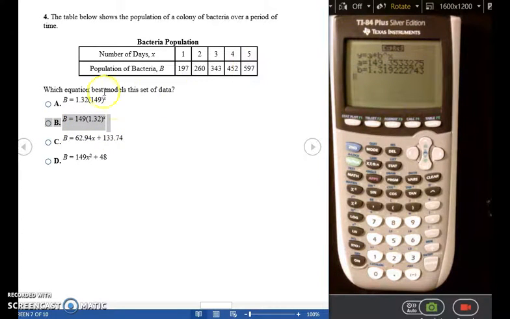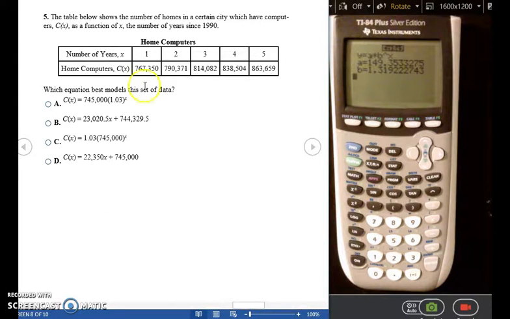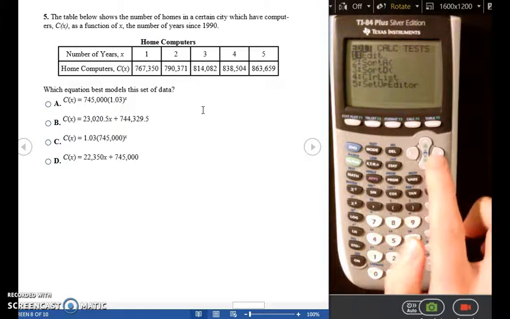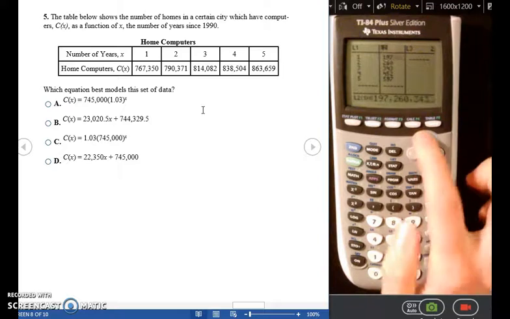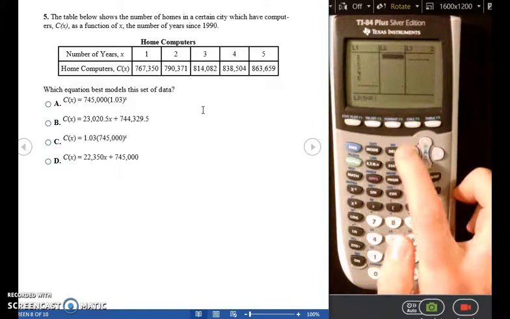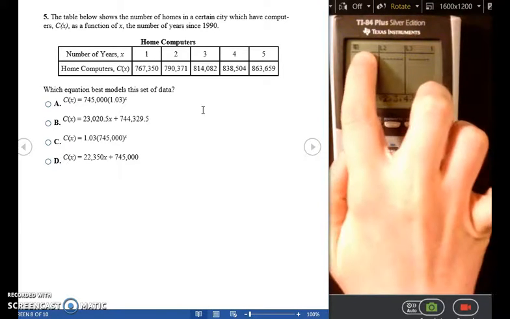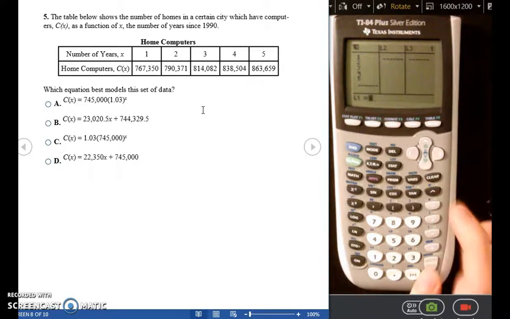And if I didn't see that right away, that means I'd have to try the linear, and then I'd have to try the quadratic. But since I have my answer here, that's my final answer. And so number 5 here is another same type as number 4. So I'm going to go into stat and edit, and I'm going to clear out these lists by highlighting the title of it, pressing clear, and enter.